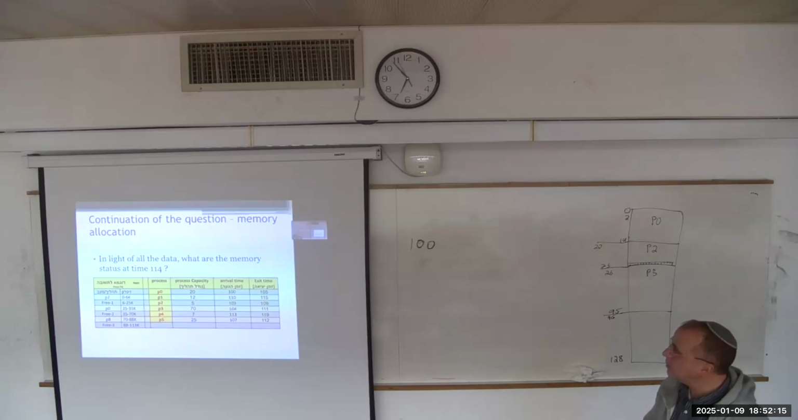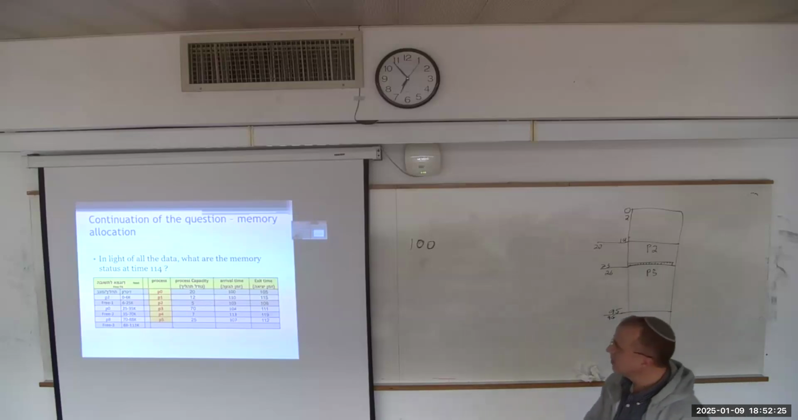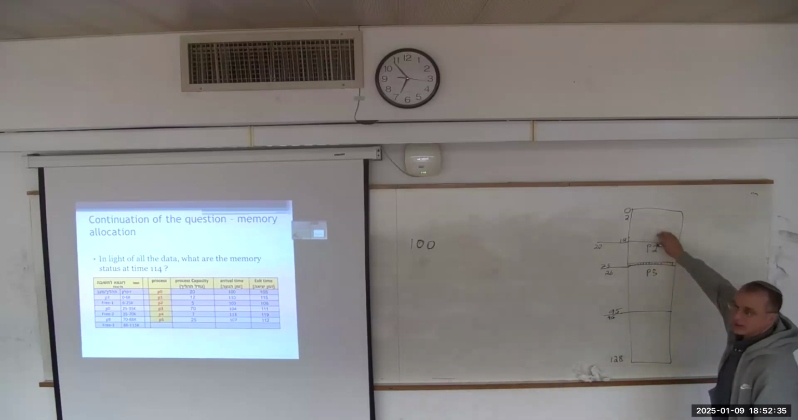Now people finish. P0 finishes. P0 is finished, so you just mark them off. Okay, and now what happens? Now P5 comes in, right? What time is it? 107. P5 comes in and he needs 25. So that's the whole point, you can't go here.